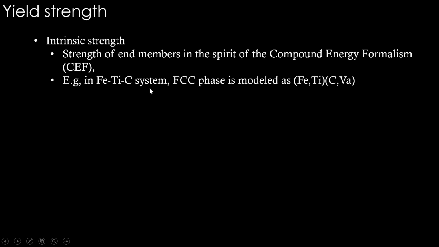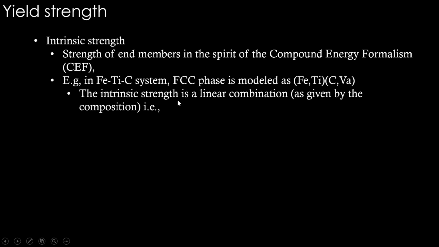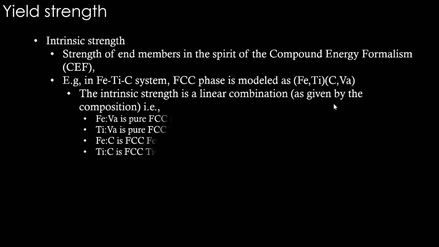Fe-Ti-C system, we will understand this. In that system, the FCC phase is modeled as Fe and Ti in one sublattice, carbon and vacancy in the other sublattice. Now, the intrinsic strength is a linear combination as given by the composition. We have done it when we saw the sublattice formalism. Iron in the first sublattice and vacancy in the second sublattice, if we take these two, it is pure iron in FCC structure.